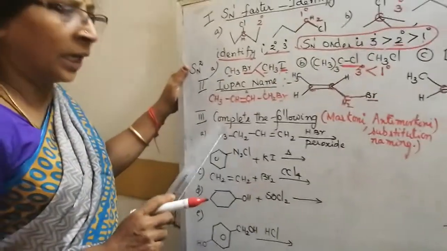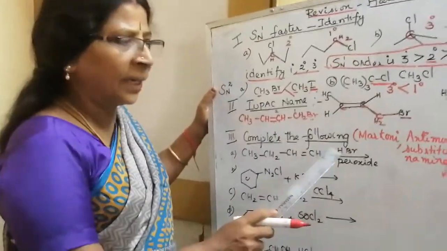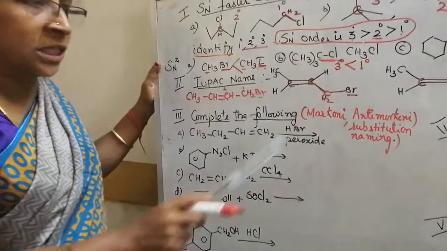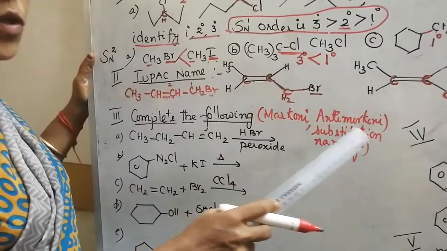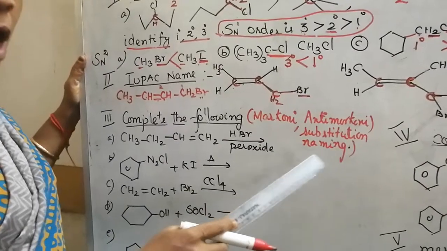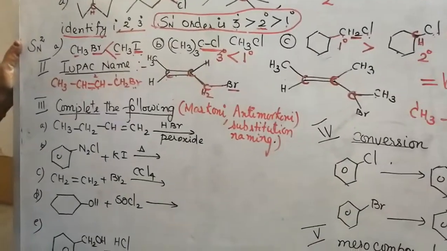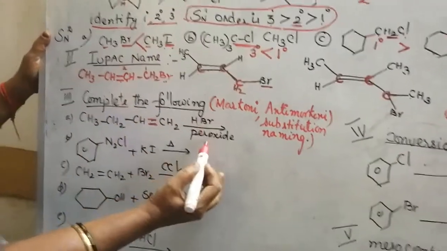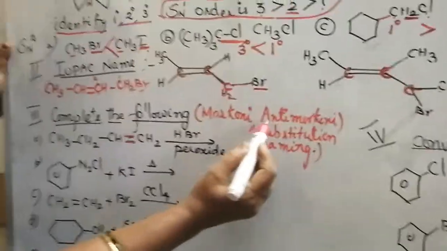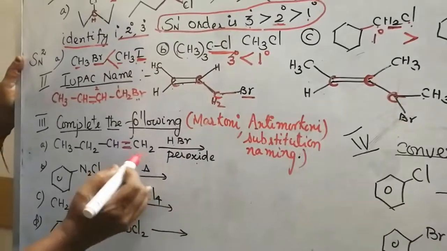Now we are coming to the next topic. Complete the following. These questions will be based on either the Markovnikov rule, the anti-Markovnikov rule, or any substitution reaction or naming reaction. Now let us go to the first example. Here they have given a double bond with HBr addition in the presence of peroxide. That follows the anti-Markovnikov rule.